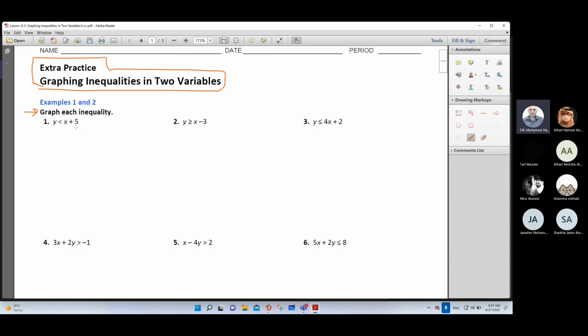The first inequality, we want to graph the first inequality. We can choose values randomly. For example, if you put the value of x as 0, y will be what? It will be 5. Choose the second point. If, for example, x is -2, then -2 plus 5 will be 3.